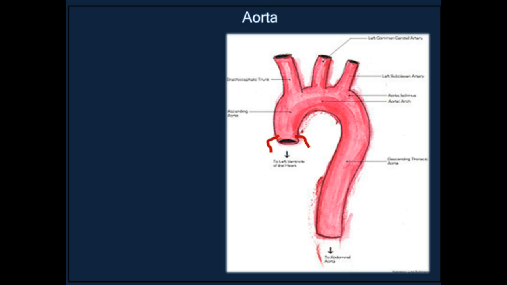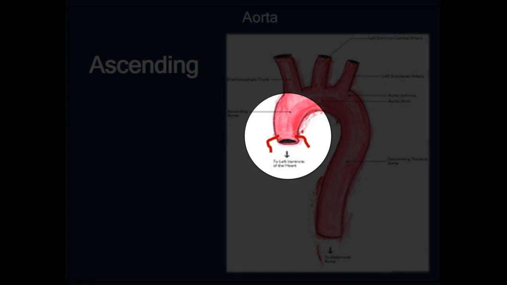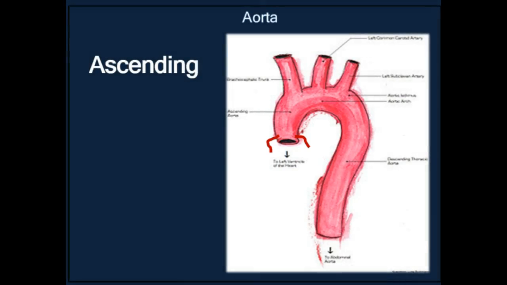The aorta is the largest artery in the body and is divided into three regions. The first region ascends from the left ventricle of the heart. The first arteries to branch from the ascending aorta are the right and left coronary arteries, supplying the freshest of all blood to the myocardium of the heart.